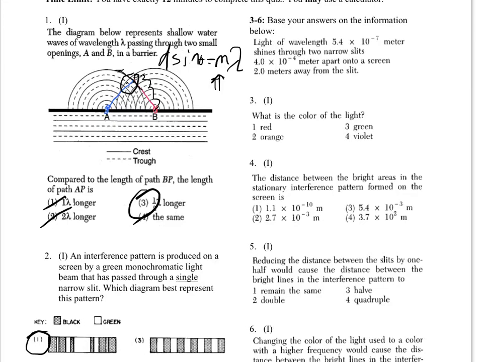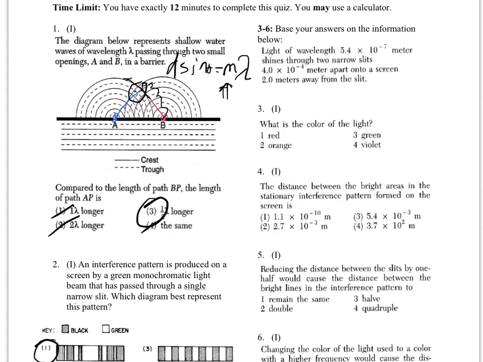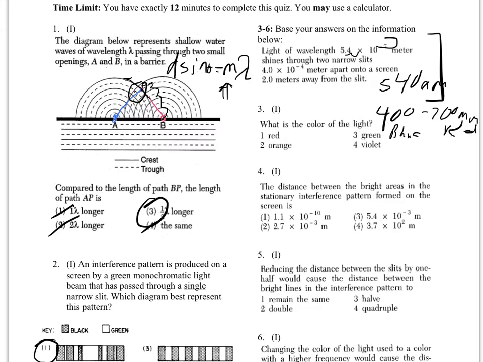Alright, for 3 through 6, we will use the information right here. Light of wavelength 540 nanometers, so remember 5.4 times 10 to the negative 7th meters, shines through two narrow slits, 4 times 10 to the negative 4th meters apart, on a screen 2 meters away from the slits. What is the color of the light? Well, visible light is in the range 400 to 700 nanometers. The smallest wavelength is blue, the longest wavelength is red, so something in the middle would be about green.